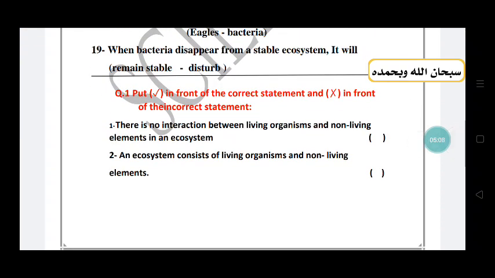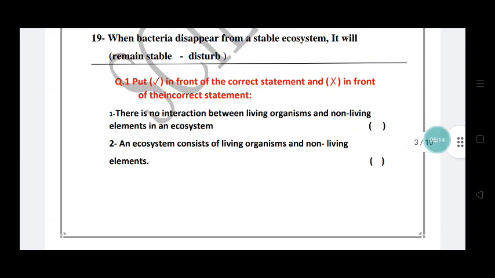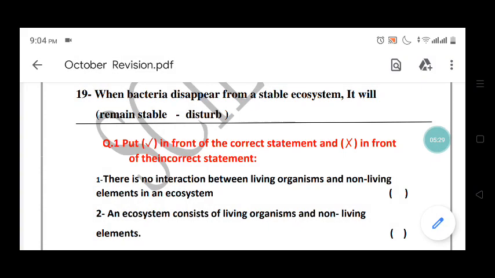When bacteria disappear from a stable ecosystem, it will remain stable or disturb? Okay, so when bacteria disappear from a stable ecosystem, it will disturb.